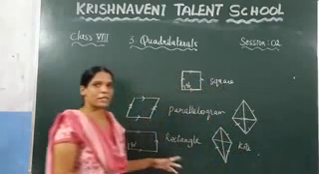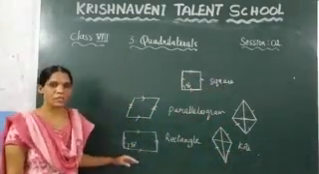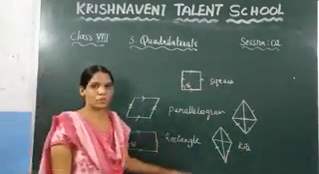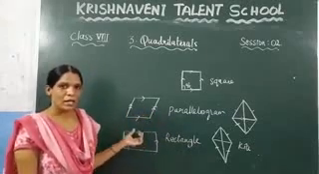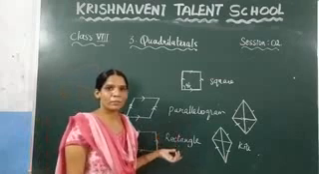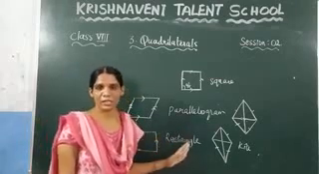These are the types of the triangle we have discussed. What are the types of the quadrilateral? So there are 6 types. One is the trapezium. And what is a trapezium? If one pair of sides are parallel, we call it a trapezium.